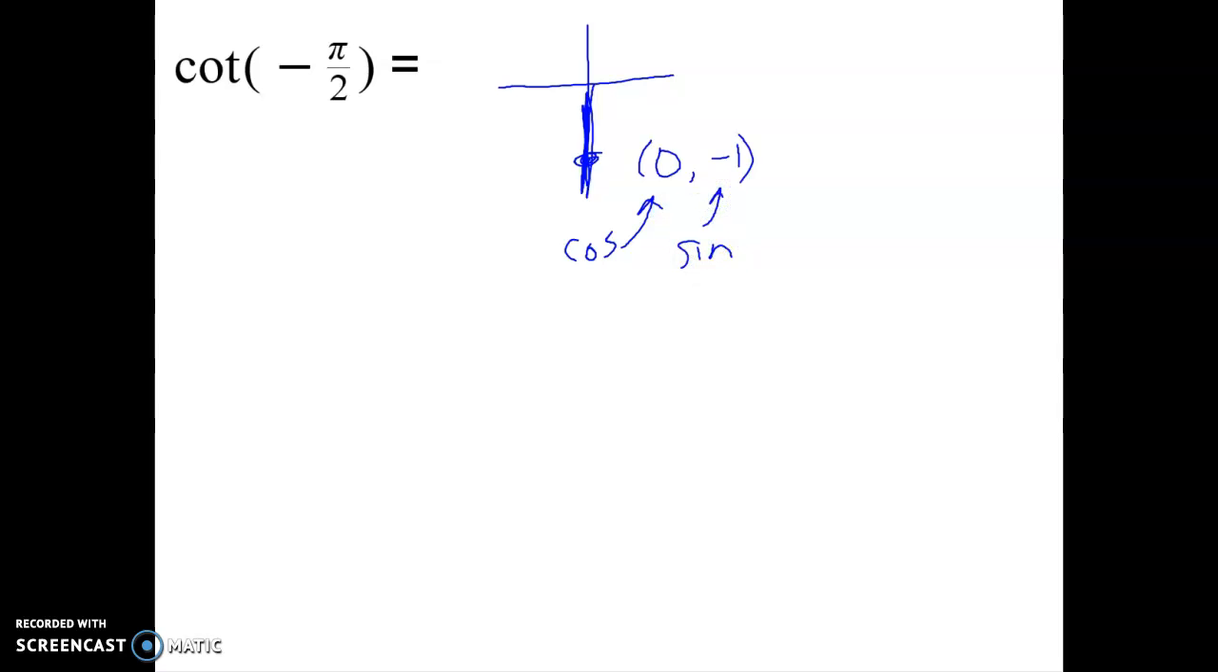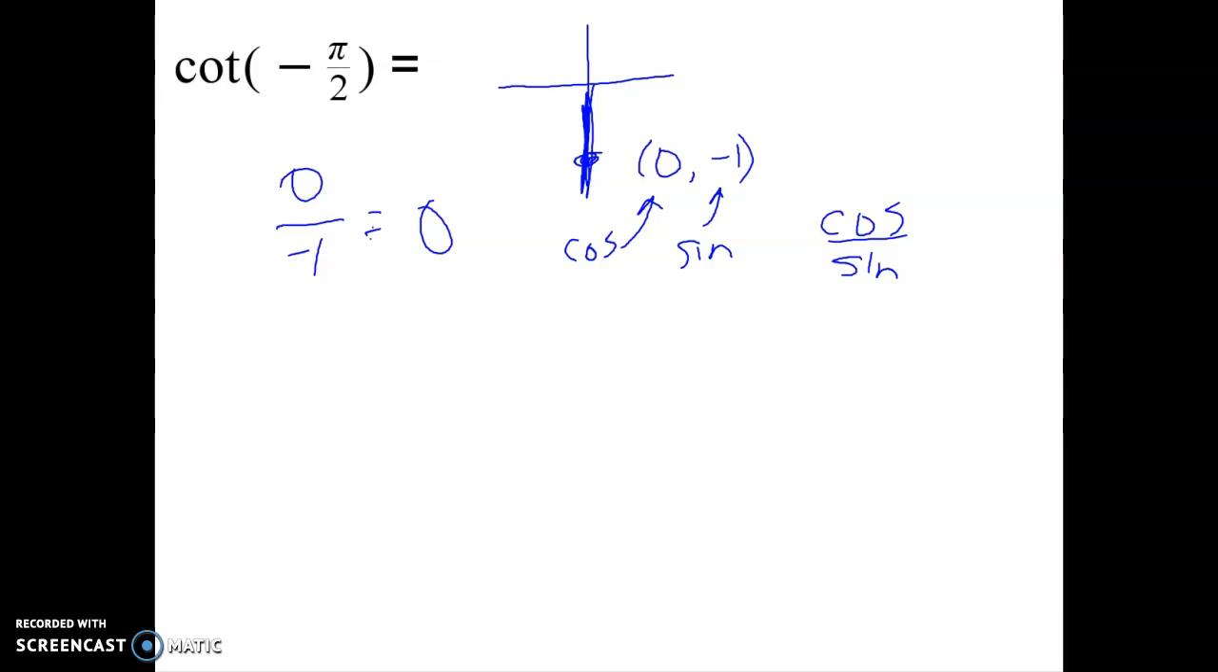Okay, now look at the top of your paper. What ratio did you write on the top of your paper for cotangent? All right, cotangent is cosine over sine. So we just basically take the values of that point that we know to be true off the unit circle and substitute them in. Cosine is 0, sine is -1, and 0 divided by anything other than 0 is 0. So the cotangent of negative pi over 2 is 0.